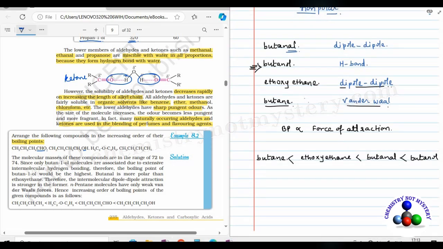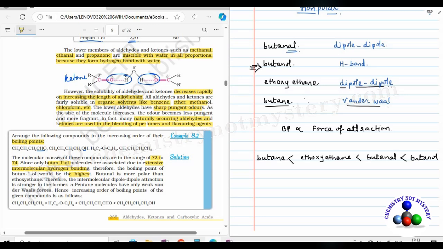So the same thing is given here also in the explanation when you read. The molecular mass of these compounds is in the range of 72 to 74. Since only butan-1-ol molecules are associated due to extensive intermolecular hydrogen bonding, therefore the boiling point of butan-1-ol will be highest. Butanal is more polar than ethoxyethane, therefore intermolecular dipole-dipole attraction is stronger in the former.